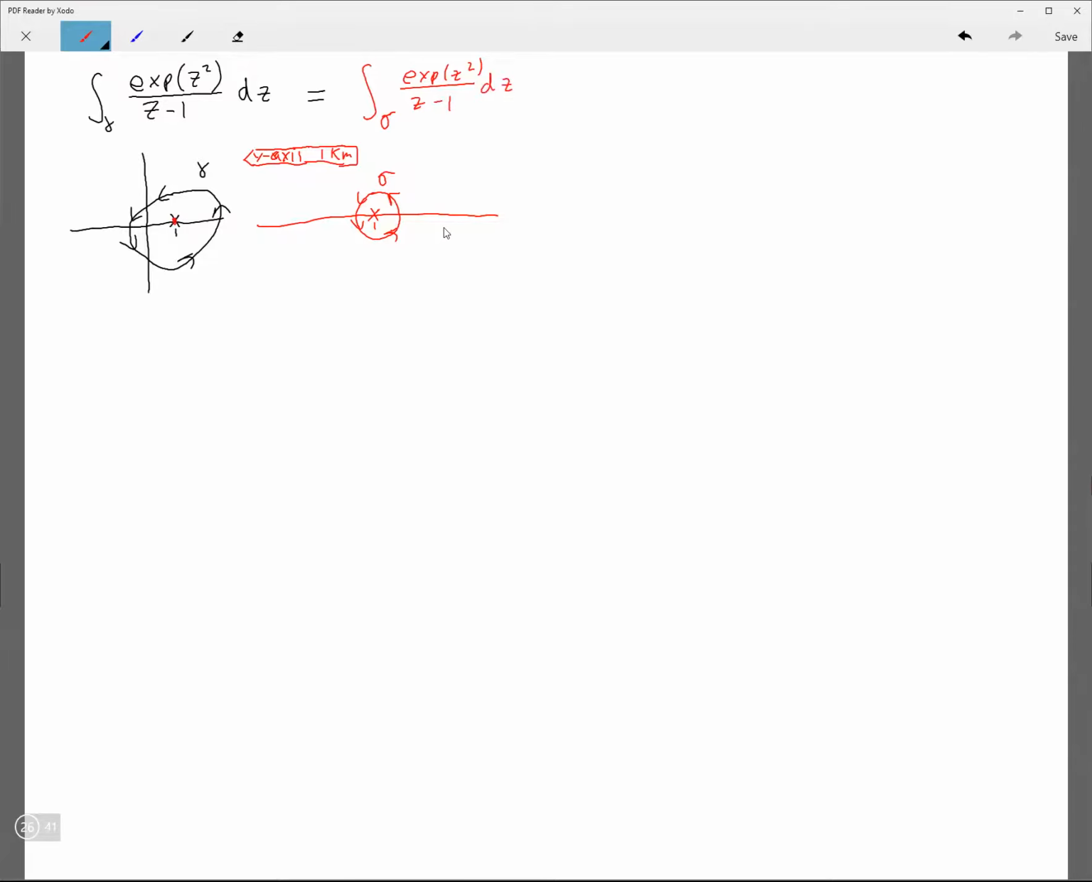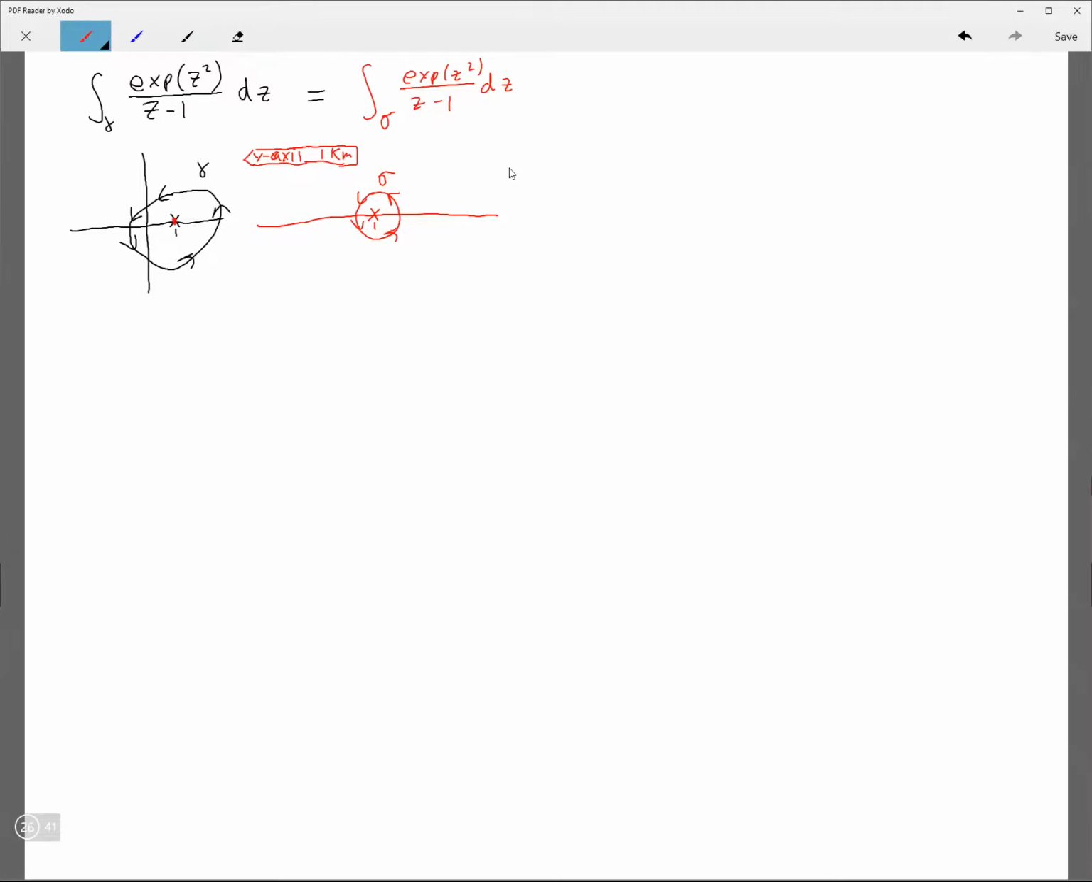Based on what we said before, because this sigma is in the same direction as gamma and it encloses this point, you can think of gamma as shrinking down to sigma. It never crosses any points where this function is not holomorphic. It only passes points where this function is holomorphic. So that means that this integral is the same as that one.